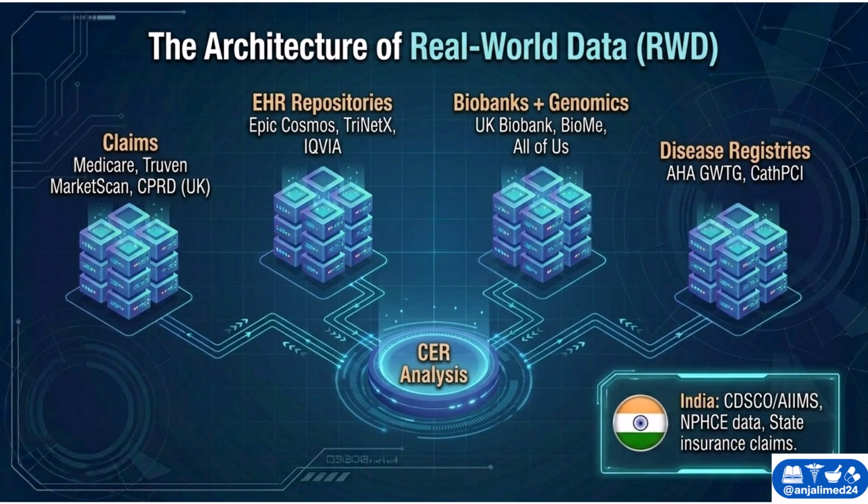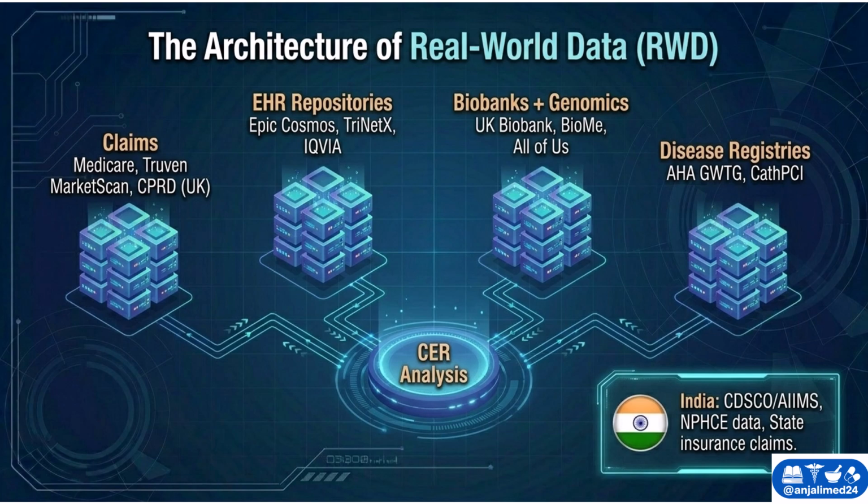CER is only as powerful as the data infrastructure behind it. Today, modern CER is built on massive real world data ecosystems. The first major source is administrative claims databases. These include systems like Medicare, MarketScan, and CPRD in the UK. Claims data capture prescriptions, diagnoses, procedures, hospitalizations, and long term outcomes across millions of patients. Their biggest advantage is scale and longitudinal follow up.